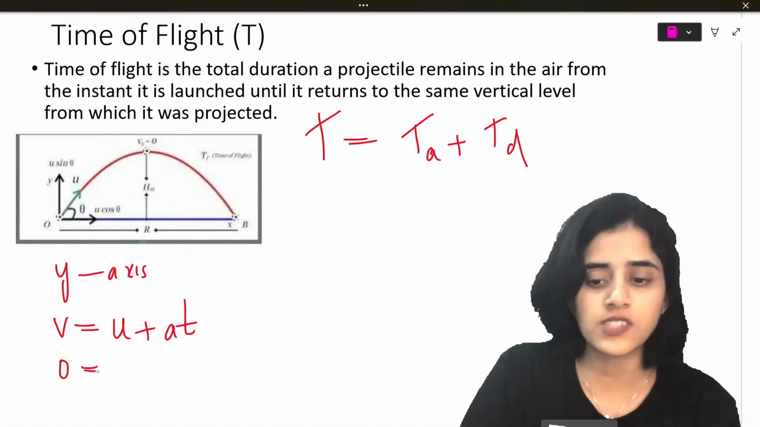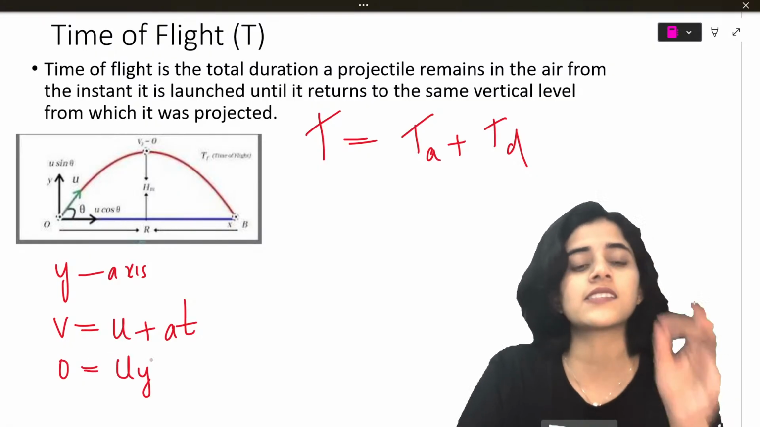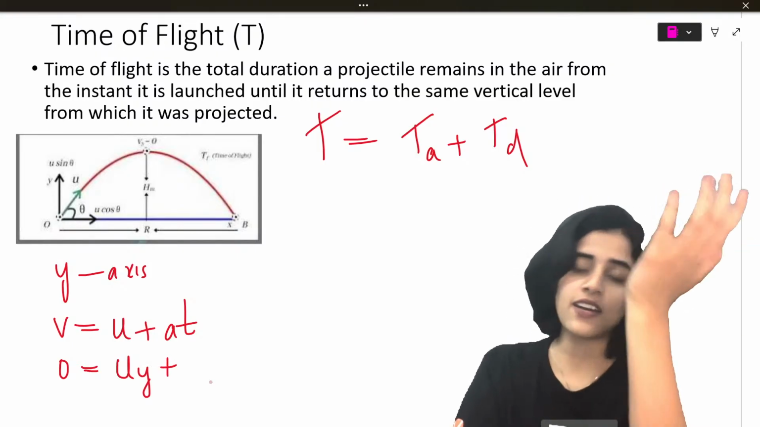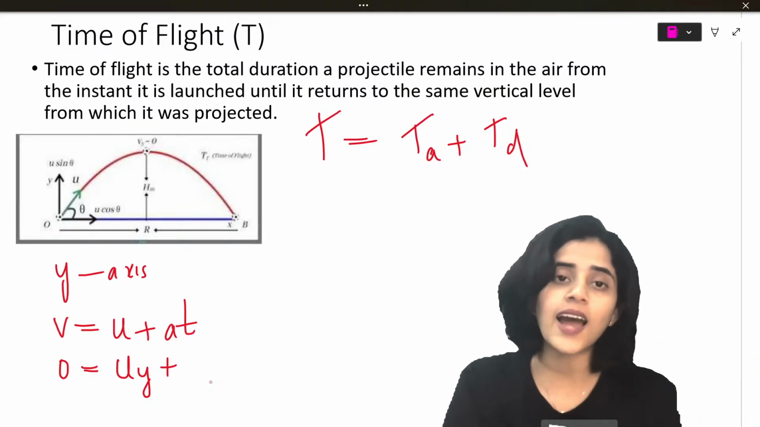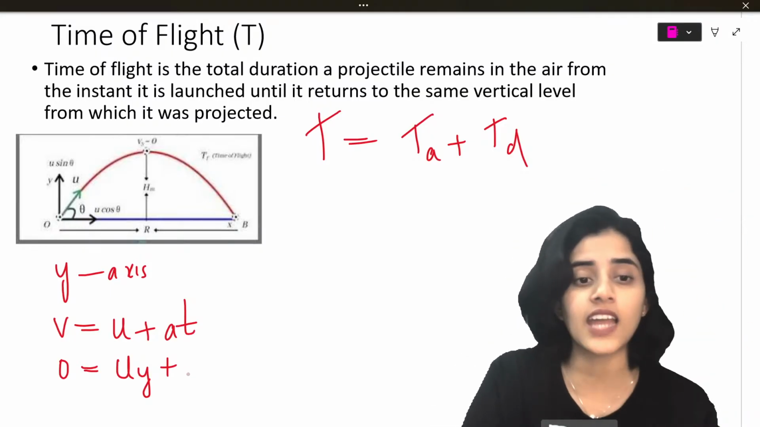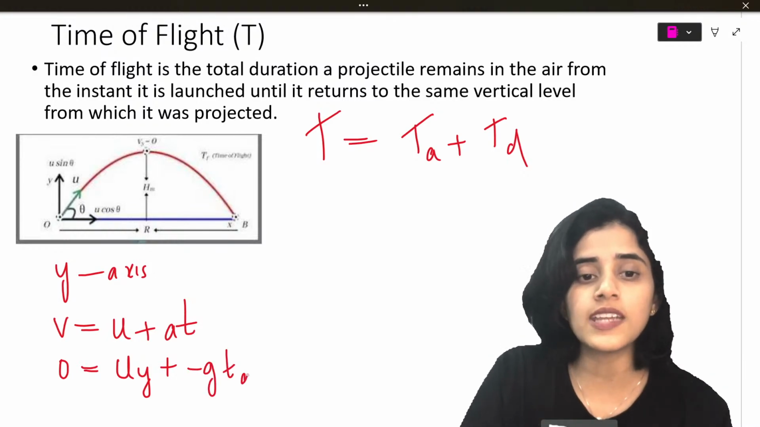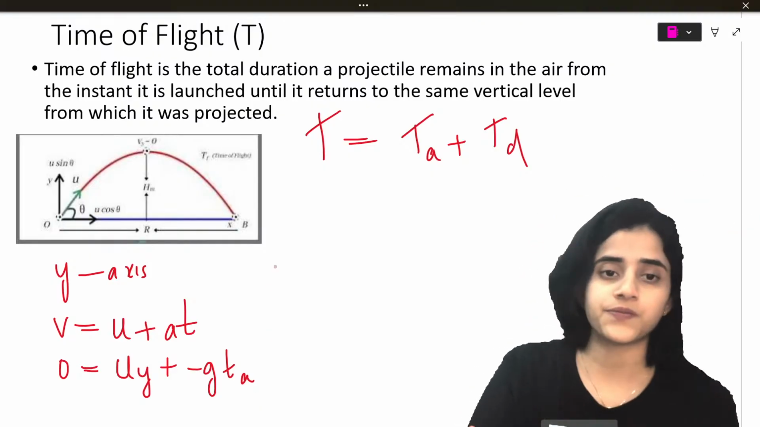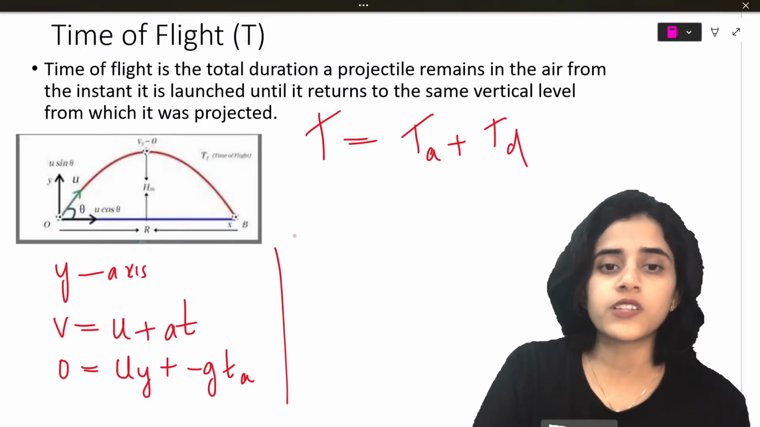So final velocity is 0. 0 is equal to initial velocity along y-axis, which is uy, plus what is the initial acceleration? It is accelerating in the upward direction against gravity. So this is minus gravity into TA. Why is it coming up? So TA. Okay, TA. So now what is this?